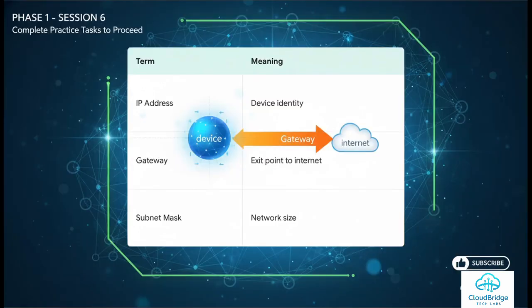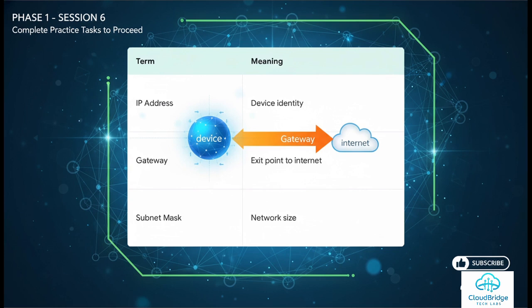To really grasp how this digital postal system works, we need to look at 3 core pieces of vocabulary that make up your network configuration. You're going to see these everywhere in your engineering career. First up is the IP address itself. This is the device identity. It literally answers the question, who am I on this network?